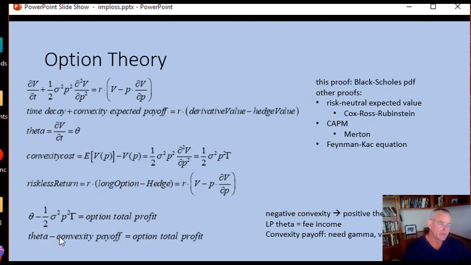And so we can calculate this convexity payoff using these methods. The theta is very easy. It's just the amount coming in times the fee. Boom.